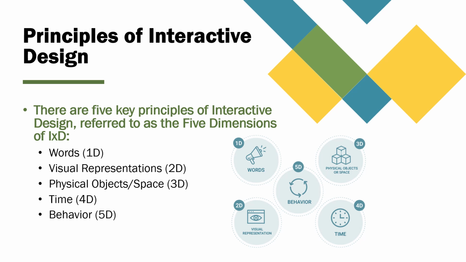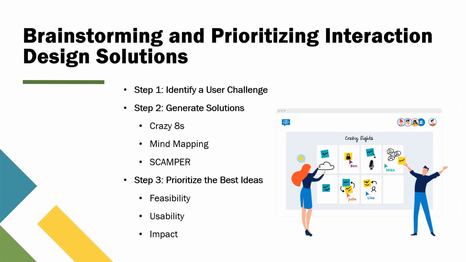Okay, so now that we know these principles, let's apply them to the ideate phase of design thinking. In the ideate phase, we focus on coming up with as many solutions as possible before narrowing them down to the best ones. So here's how we can brainstorm for interaction design. First step is to identify a user challenge. We think about common pain points when navigating websites.